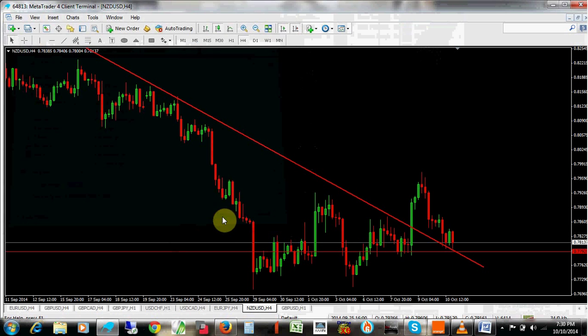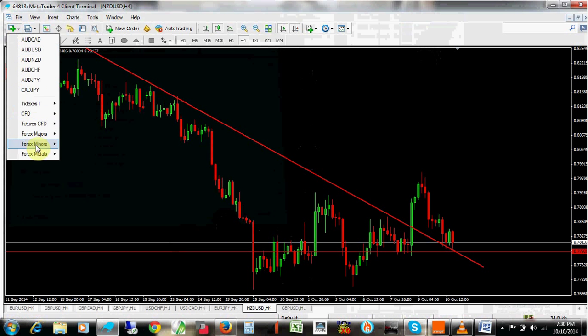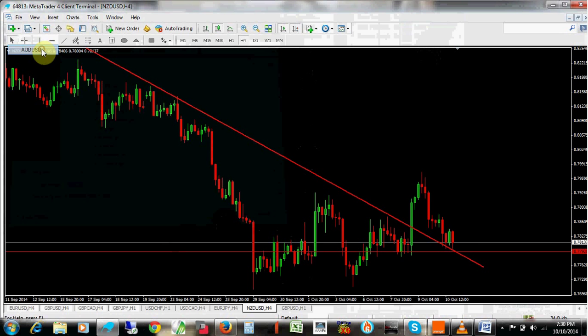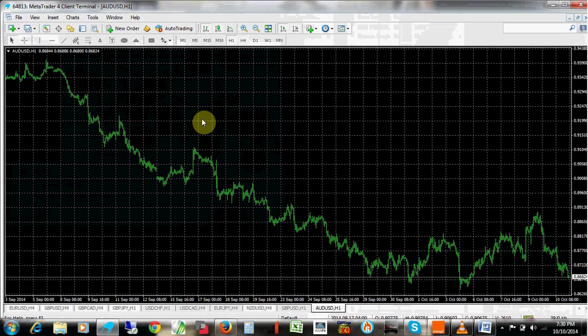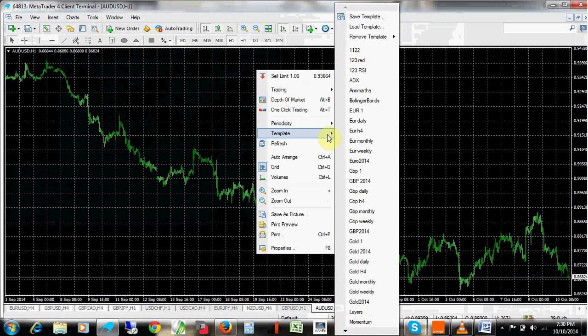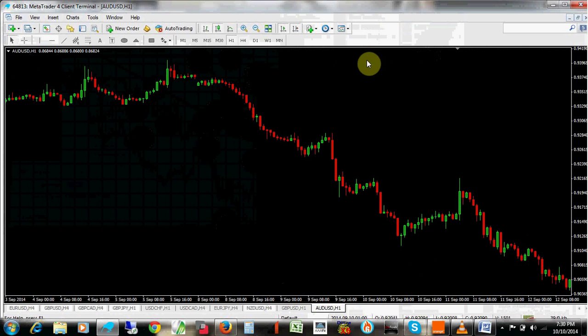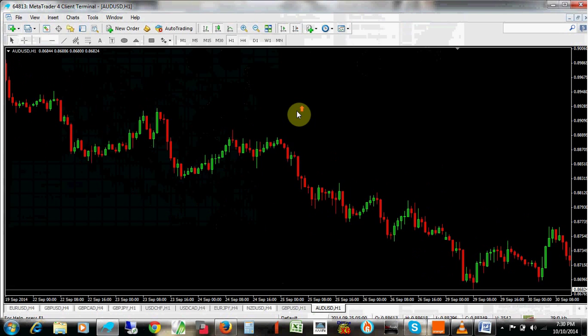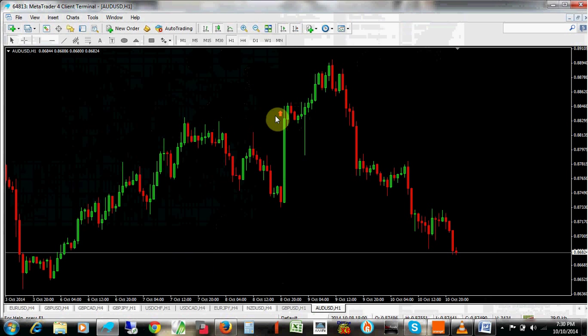Okay, let's say red. So suppose you select any other pair later on, like Audi dollar, you don't have to repeat the same process again. Just right click, then template 1, 2, 3 red. Remember, here we go, and there we have a platform ready. So you don't have to redo it again and again.